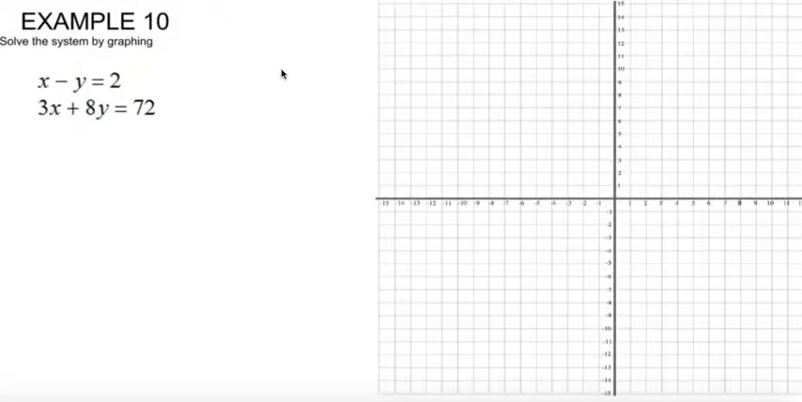Solve the system by graphing. Both of these equations are in standard form, and in order to graph them, we need them in slope-intercept form. So I'm going to rewrite the first equation in slope-intercept form.